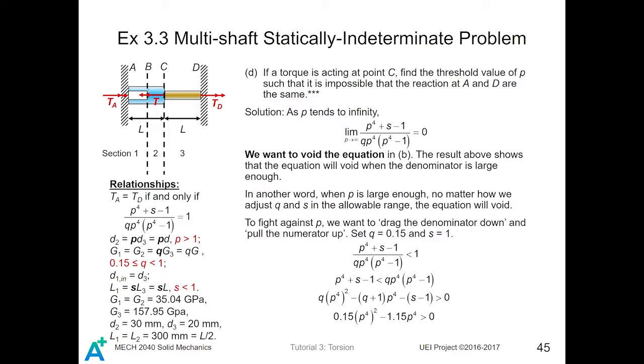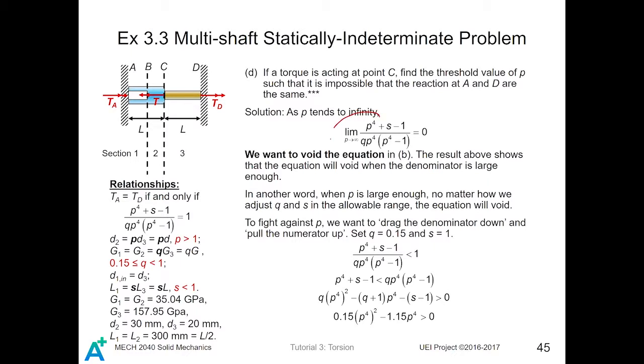If a torque is still acting on point C, find the threshold value of P, the ratio of diameter between the blue bar and brown bar, such that it is impossible for the reactions at A and D to be the same. That means we want to make the diameter very, very large, such that this equation is no longer valid. We want to void this equation.